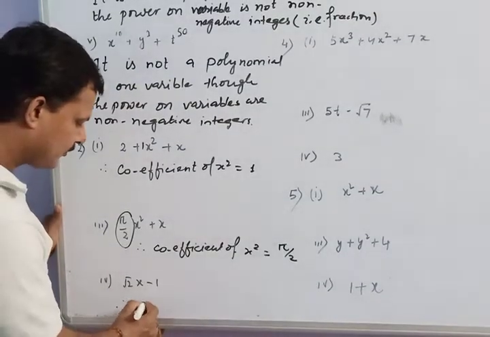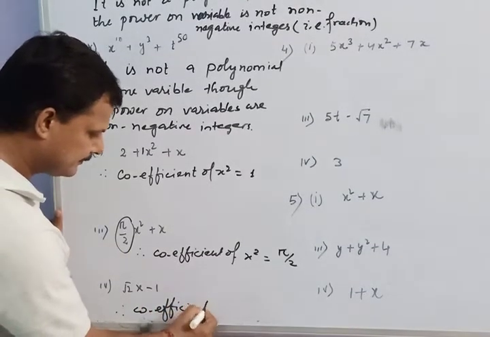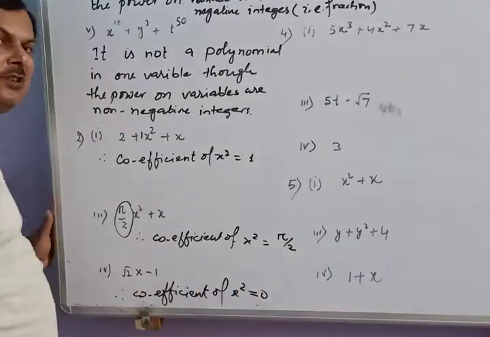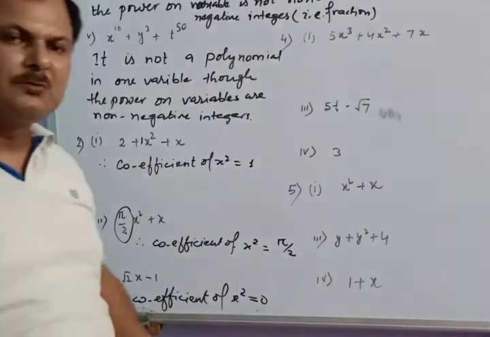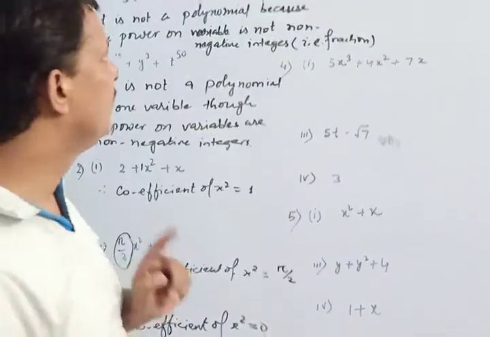Here, the coefficient of x square is equal to 0 because it is not given in this question. It means the coefficient is 0. When you multiply any variable with 0, it becomes 0.